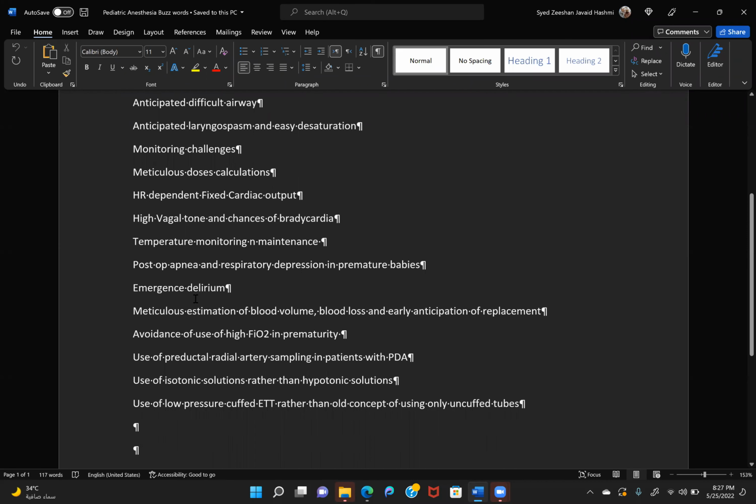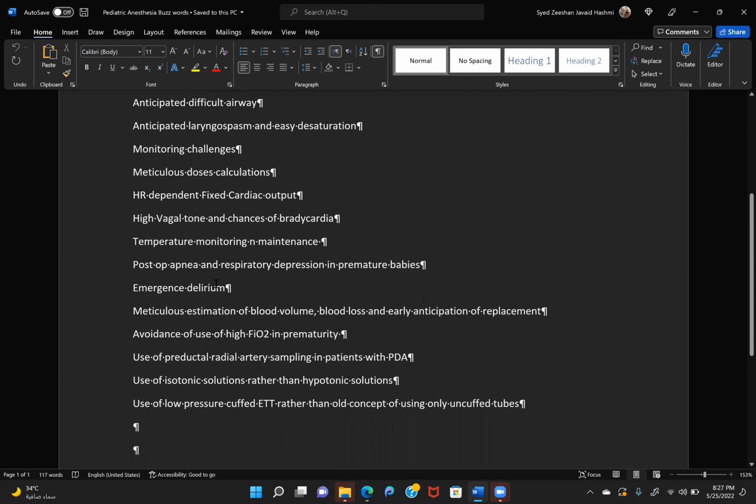Okay, emergence delirium is also a factor, and there are a number of medications which are associated with emergence delirium, like atropine, and also hypothermia. If you are not controlling the pain, this is also a factor for delirium. Inhalational agents, especially sevoflurane and desflurane, though they give a good recovery, are actually associated with more delirium than halothane and isoflurane.